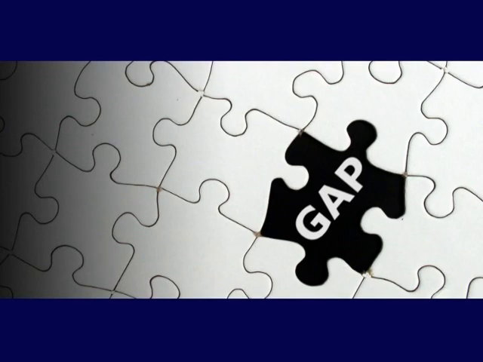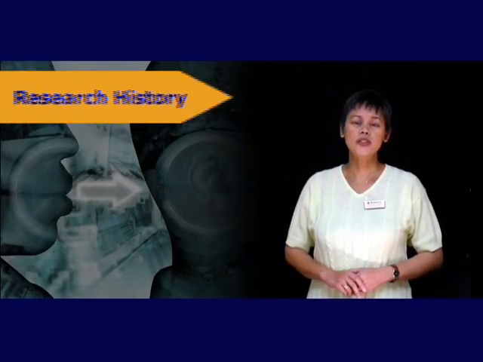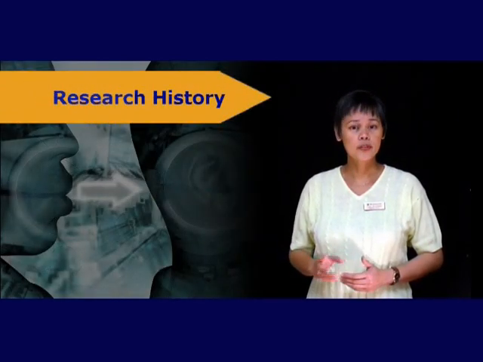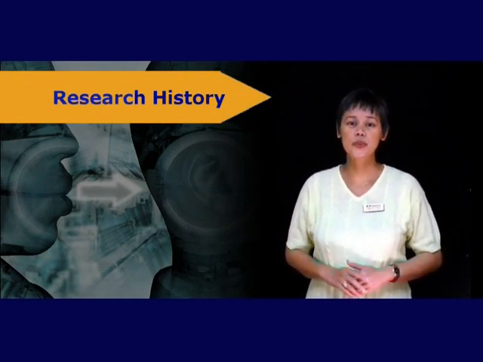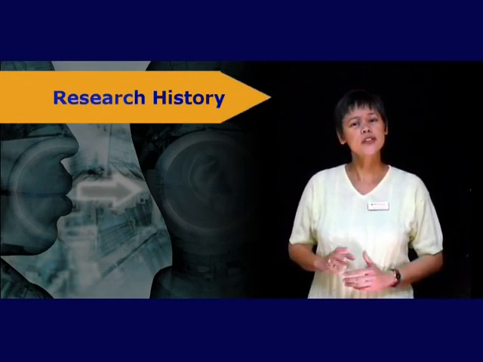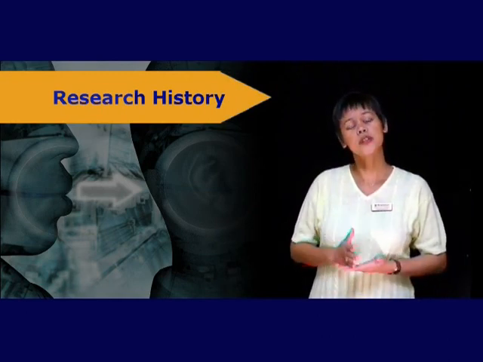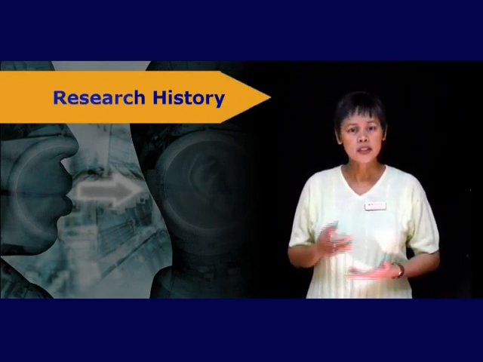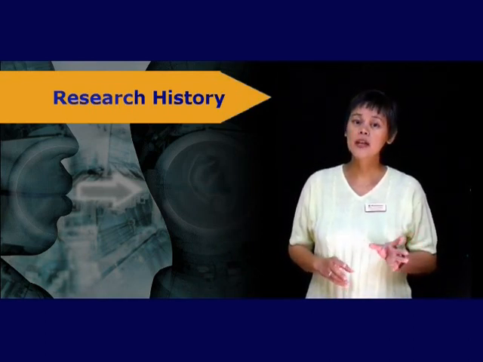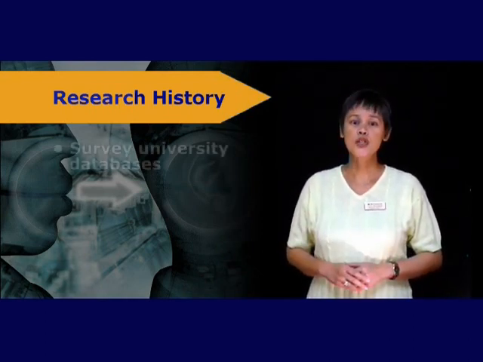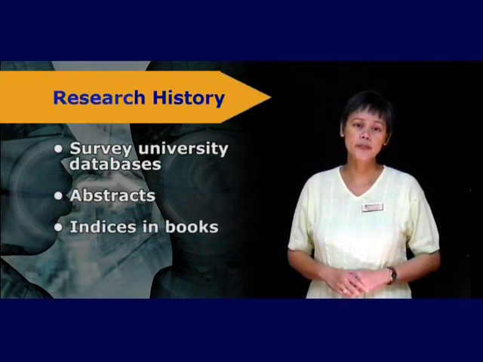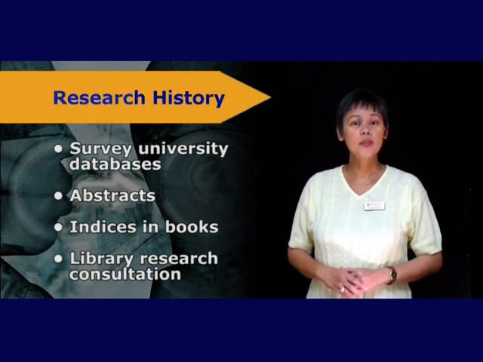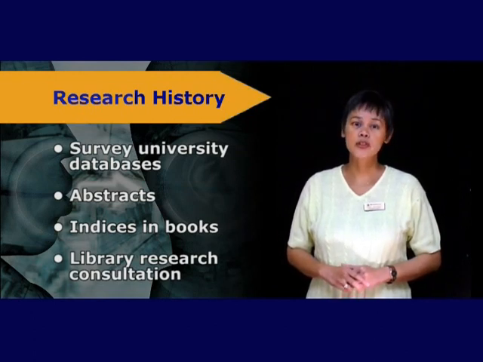So, how and where do you start? With research history. All research has a history that provides the precedent for further work. This is the starting point for your research. You need to decide which literature is most pertinent to your review. Conduct a library search, both online and using hard copies. Survey university databases, abstracts, and indices in books. It is advised that you make an appointment with a librarian for a research consultation.